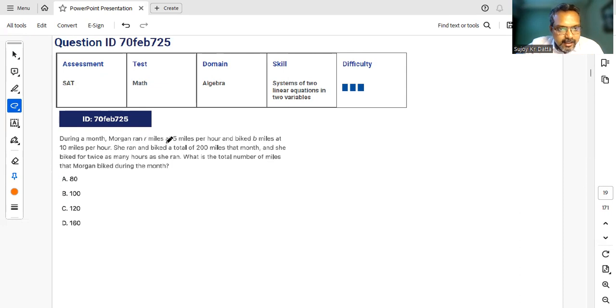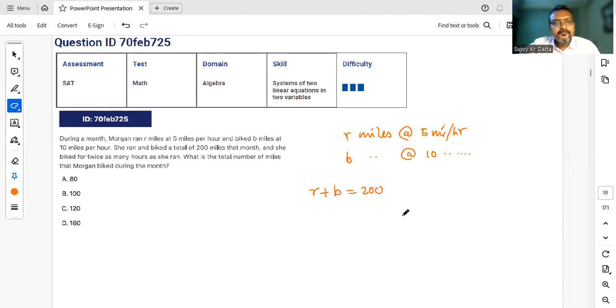During a month, Morgan ran R miles at 5 miles per hour, and B miles at 10 miles per hour. Now she ran and biked a total of 200 miles. So that means R plus B is 200. It's also given that she biked for twice as many hours. So here, what will be the time? If I want to figure out the time, here it would be R miles at this speed. So time is distance over speed. So R over 5 hours. And here it would be B over 10 hours. Okay, so this is ran and this is bike.